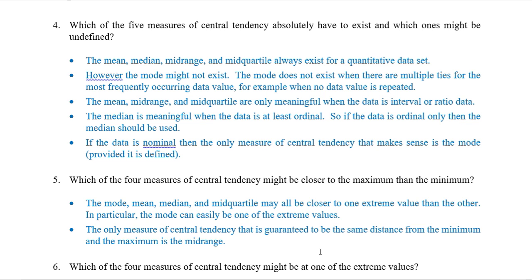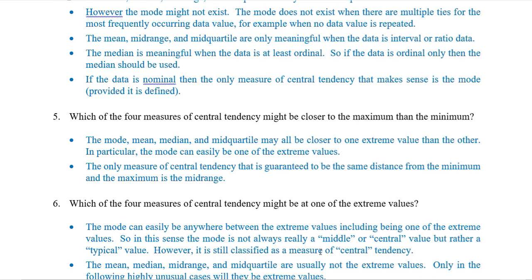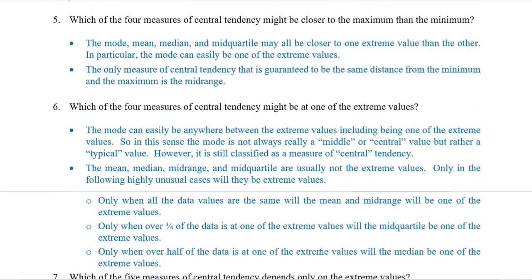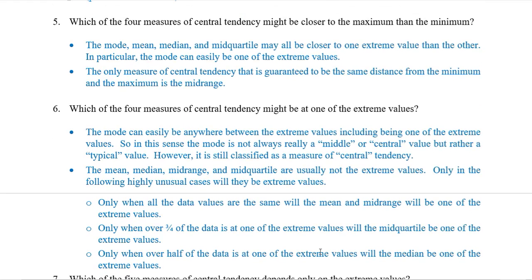Which of the 4 measures of central tendency might be at one of the extreme values? Well, the mode can certainly be easily anywhere between the extreme values, including being at one of the extreme values. So in this sense, the mode is not always really a middle or central value, but rather a typical value. However, it is still classified as a measure of central tendency.